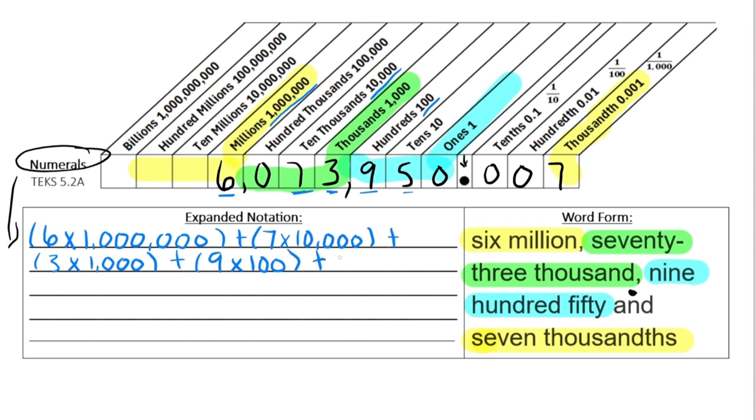Plus, I have a 5 inside the 10s. Plus, I skip my zeros, don't write those in, so I move on to my 7. I have a 7, and this time I'm going to use the fraction form inside of my thousandths place. Okay, so there you are. That's how you go from word form to numerals to expanded notation, using your place value chart here to help you fill both of those answers out.